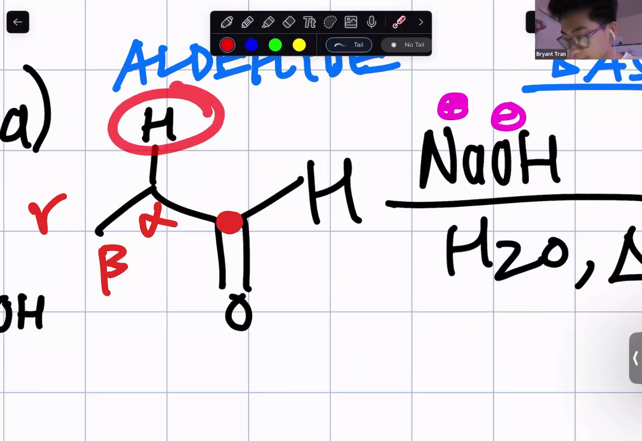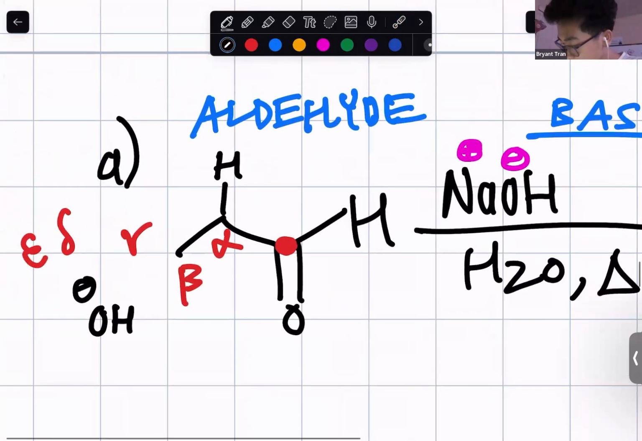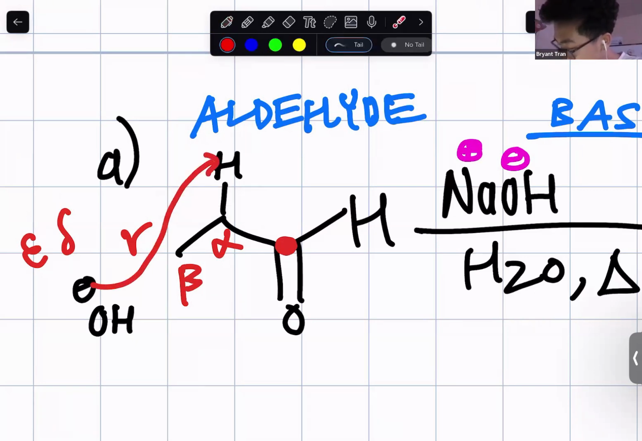Here is one of our alpha hydrogens. We have two alpha hydrogens, but I'm going to draw out one of them for the mechanism. This OH minus here is going to grab that alpha hydrogen, and the bond between the alpha hydrogen and alpha carbon is going to break away to make a double bond right there.